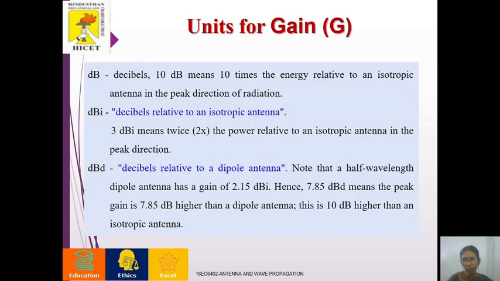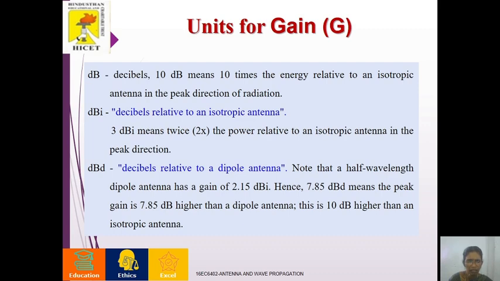Normally, the gain is specified in three different forms. One is dB, another is dBi, and another is dBd. dB is decibels, which means if you say 10 dB, it is 10 times the energy relative to an isotropic antenna in the peak direction of radiation.